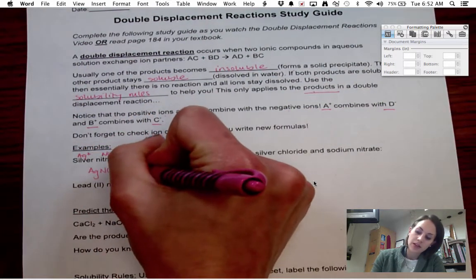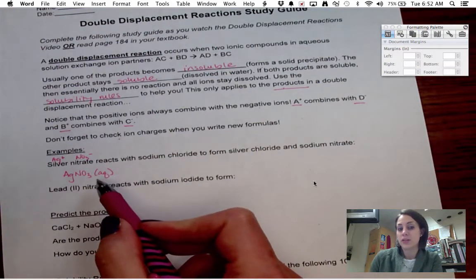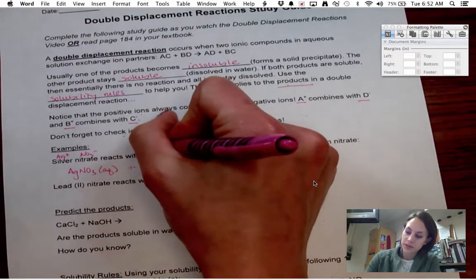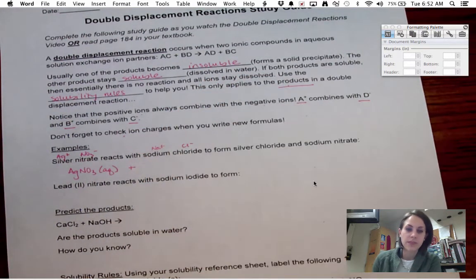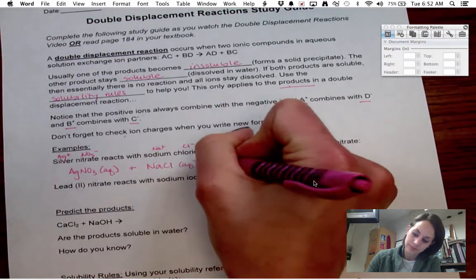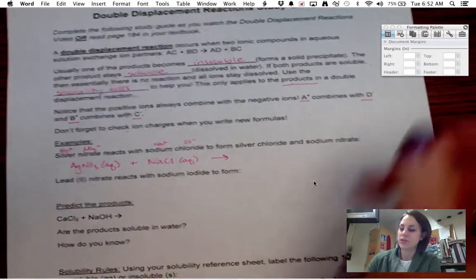So silver we know is always a +1 and nitrate is a -1, and so that formula is AgNO3. In your double displacement reactions, all of your reactants are going to start as aqueous solutions. So that's going to react with sodium chloride. Sodium is a +1 and chloride is a -1, so I have NaCl. And it tells me what they form. It forms silver chloride and sodium nitrate.